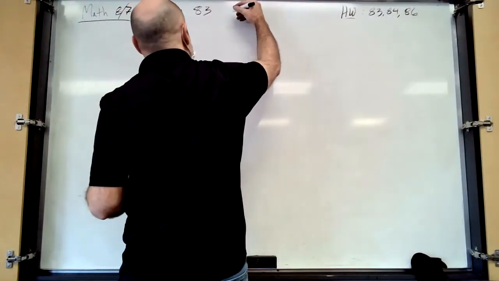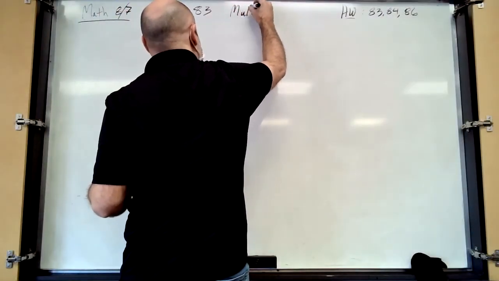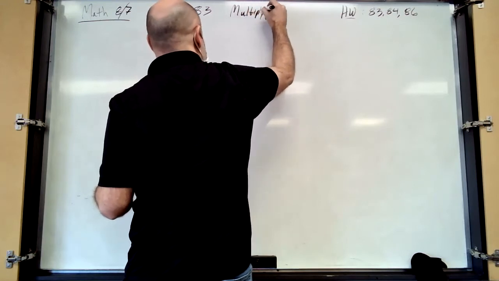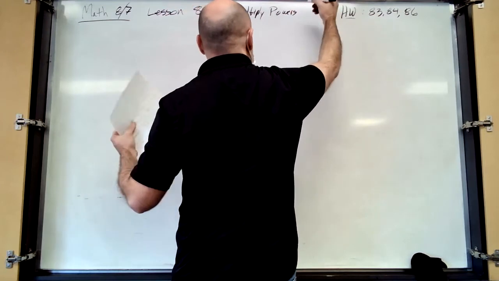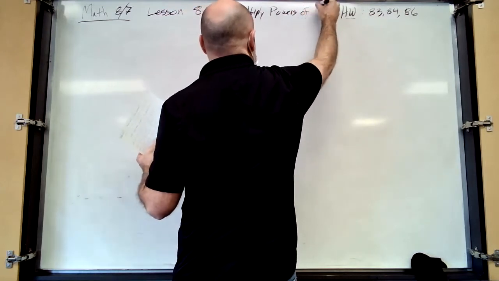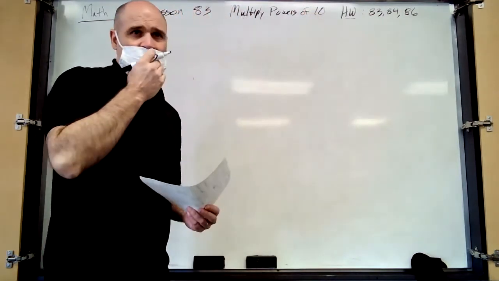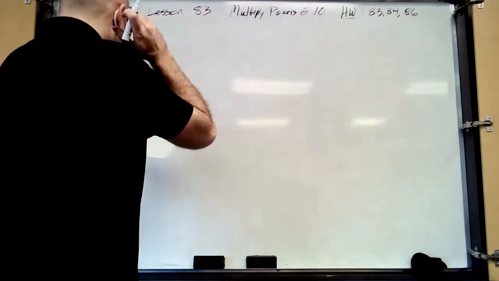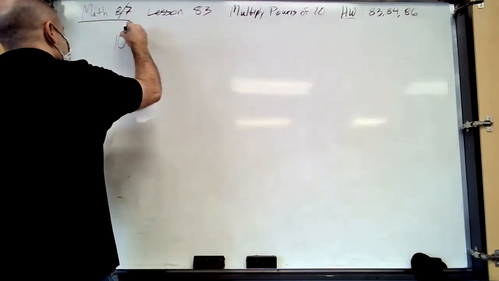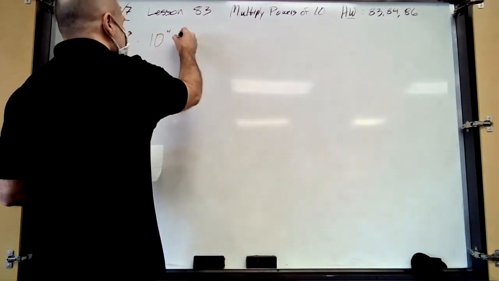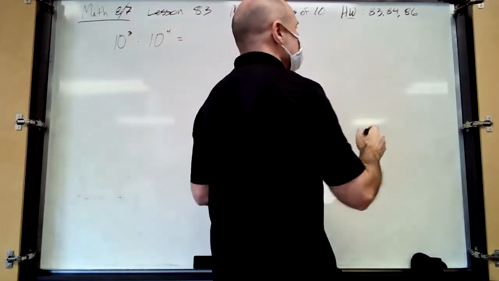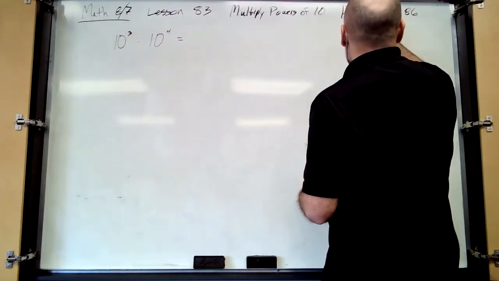Math! Okay, so we're going to multiply powers of 10, which is really easy. The real easy, quick explanation is add the exponents, right? For example, what's 10 to the third times 10 to the fourth? You guys know? Kiara? 10 to the 12? Nope. 10 to the 7. 10 to the seventh.